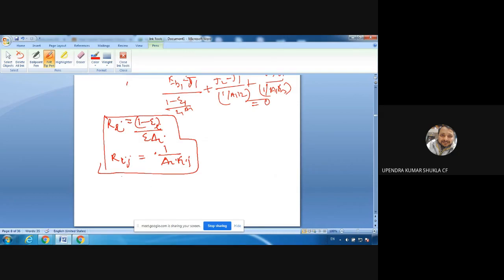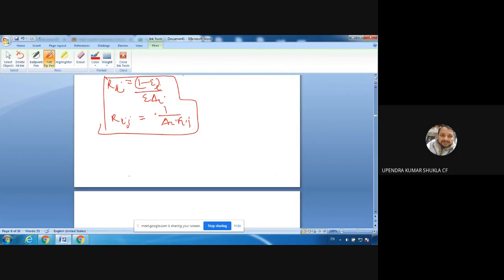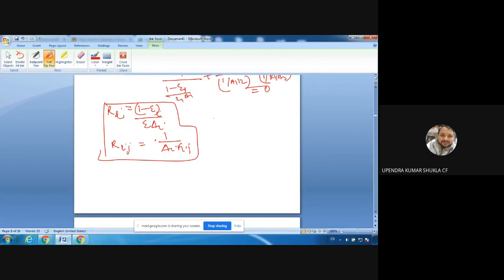Now suppose there are two gray plates. Two gray plates T1 and T2 exchange radiation in a non-participating medium. There are two gray plates, infinitely long, and we have been asked to find out Q12, between this plate and this plate.